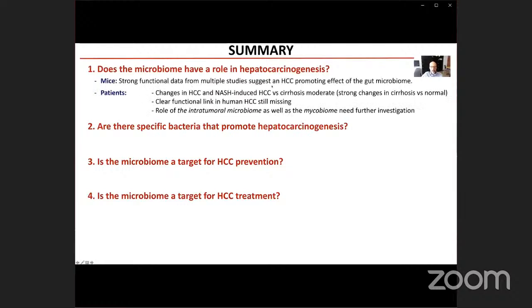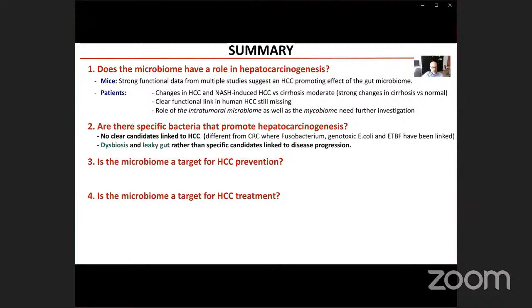So there are strong data in mice with multiple studies. In patients, the changes in HCC versus cirrhosis seem moderate, whereas there are strong changes in cirrhosis versus normal. And again, cirrhosis is a precancerous condition that can drive cancer development in the liver. A clear functional link in human HCC is still missing. And the role of the intratumoral microbiome as well as the microbiome need further investigation.